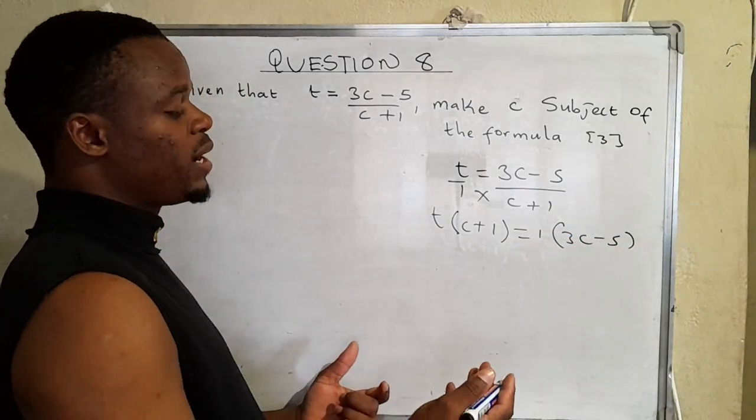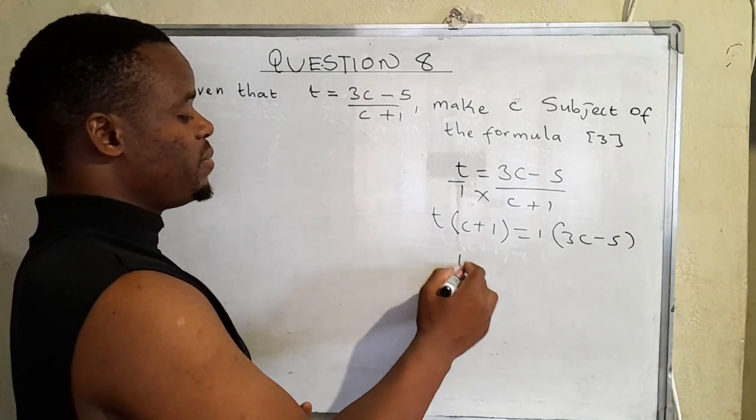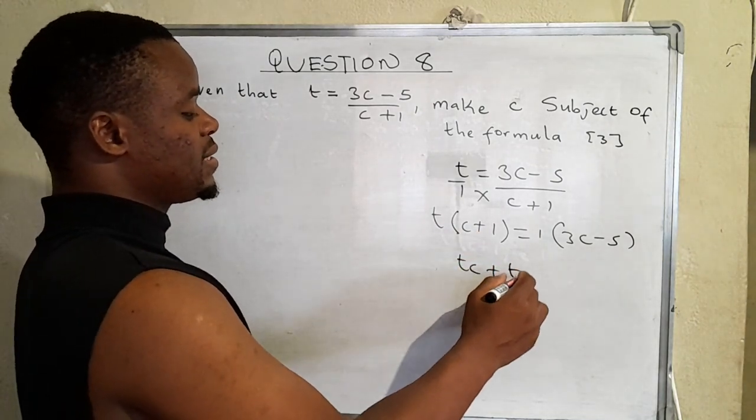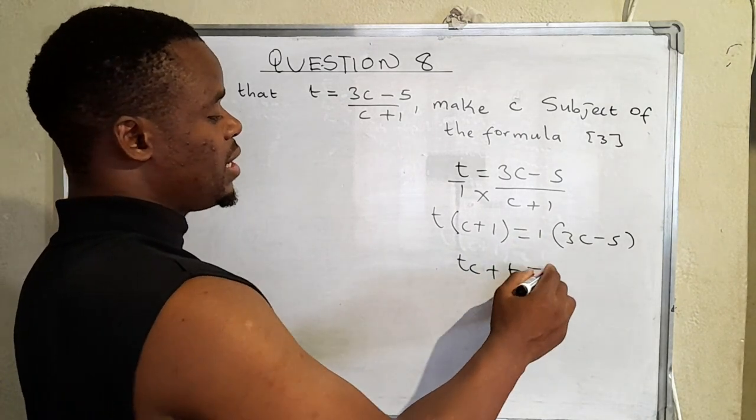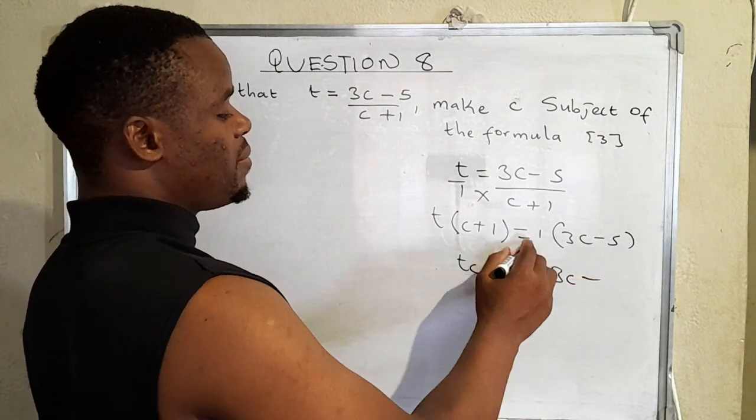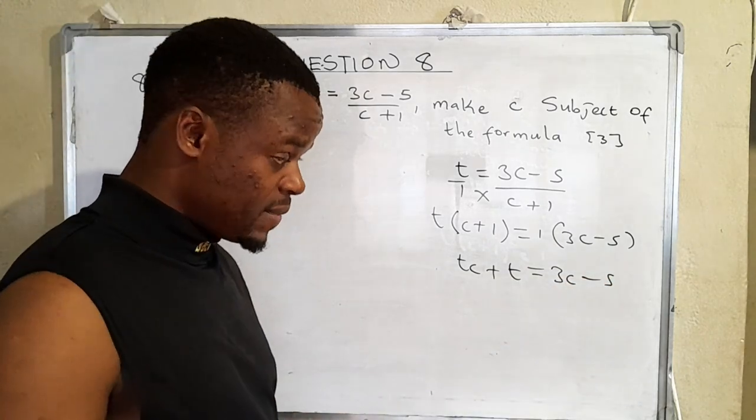So let's expand the brackets. T times c, that will be tc, plus t. T times 1, that will be t. T is equal to 1 times 3c, that will be 3c minus 5.